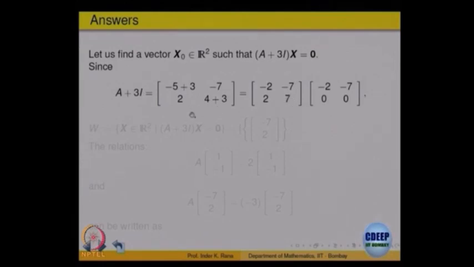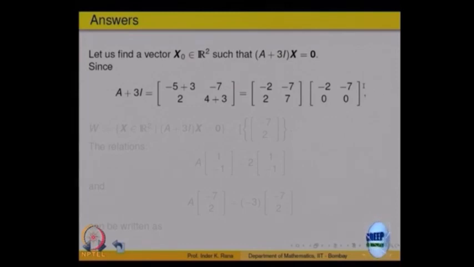By reducing the matrix to row echelon form, for Ax equal to 0. So, it has 2 rows identical. So, that means I can subtract and I will get 0 0, right. So, this is row echelon form. So, what is the solution? Minus 2 x1 minus 7 x2 equal to 0, right.